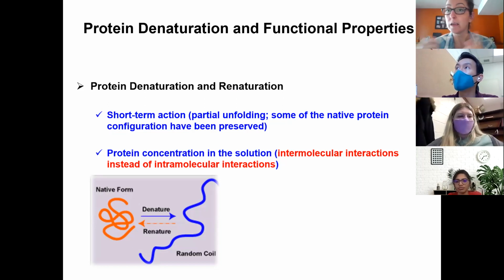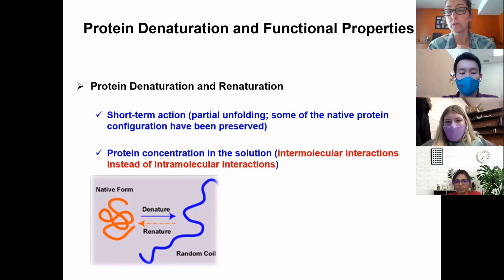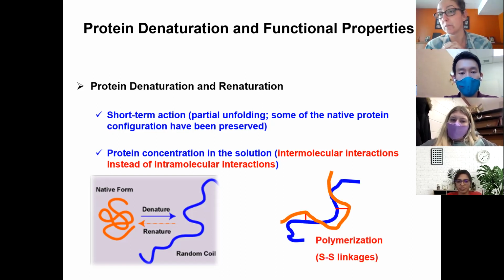However, if we apply heat or pH or any denaturant for a long period of time, the protein unfolds. And if we still have conditions that enhance hydrophobic interactions, for example, then the proteins are going to come together via hydrophobic interactions, because now they're unfolded, the hydrophobic groups are exposed to the aqueous environment, they don't like that, and they want to come closer to each other. And if I have potential disulfide linkage formation, then this becomes irreversible denaturation.